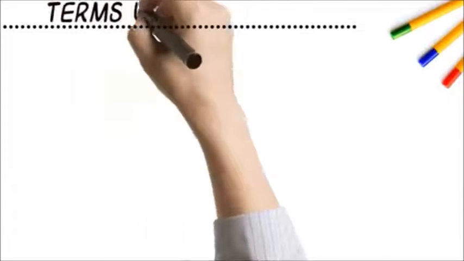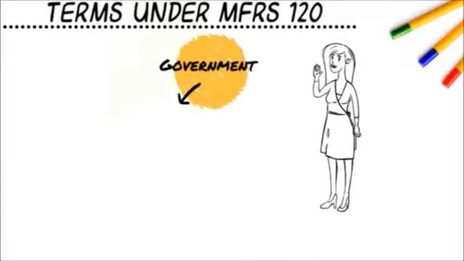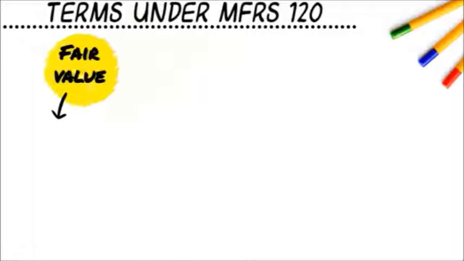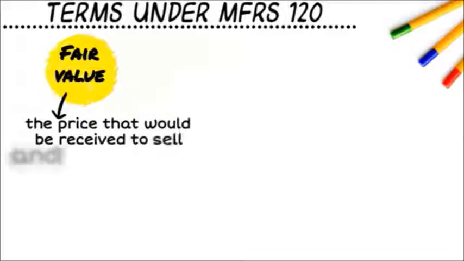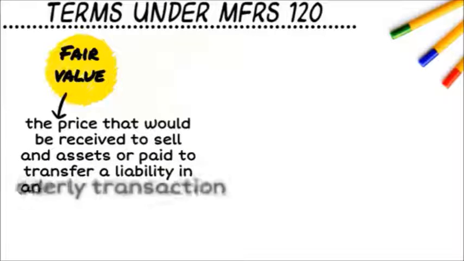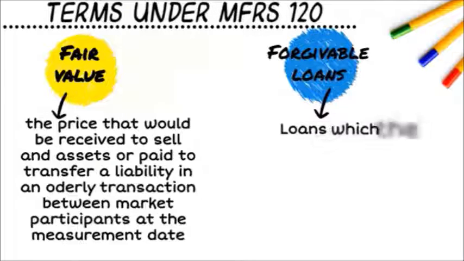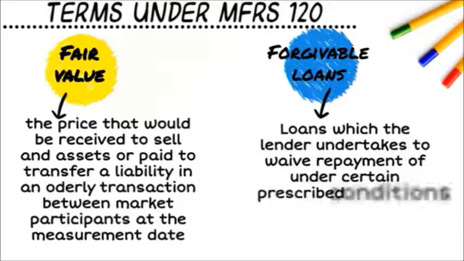After this, let us go through the terms under MFRS 120. Government is defined as government agencies and similar bodies, whether local, national or international. Fair value is the price that would be received to sell an asset or paid to transfer a liability in an orderly transaction between market participants at the measurement date. Next, forgivable loans are loans which the lender undertakes to waive repayment of under certain prescribed conditions.